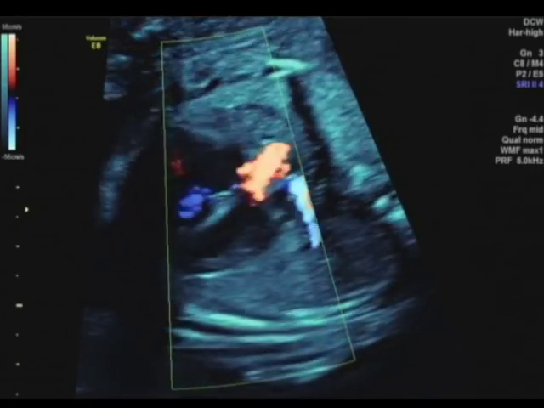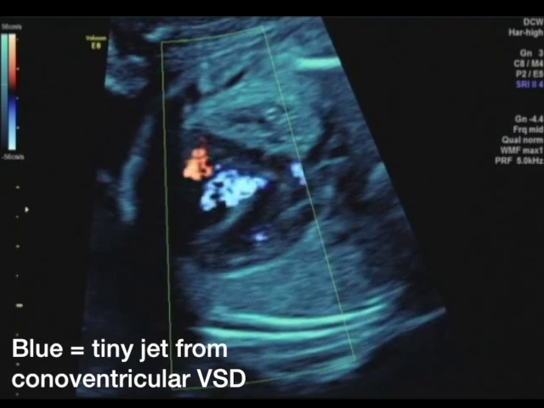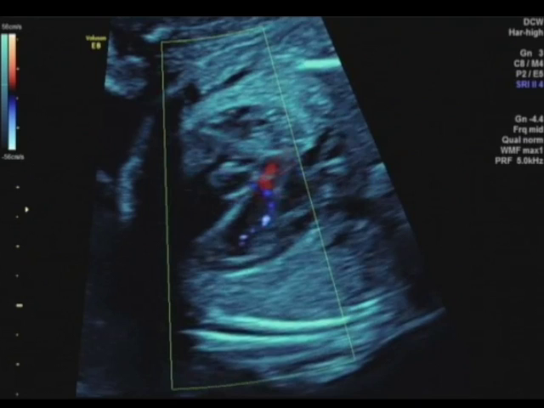Now we'll look at the heart to see what the function looks like, and the function looks good, the size looks good, but there may be a small conoventricular ventricular septal defect.